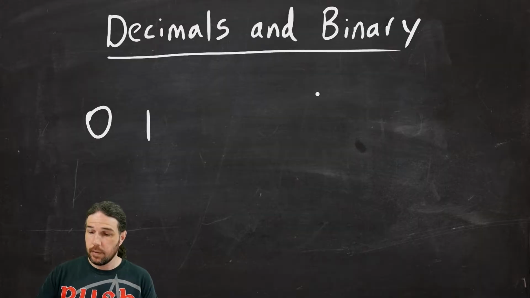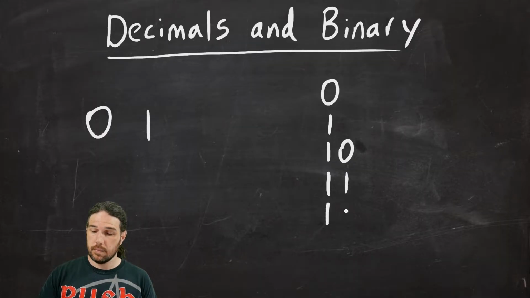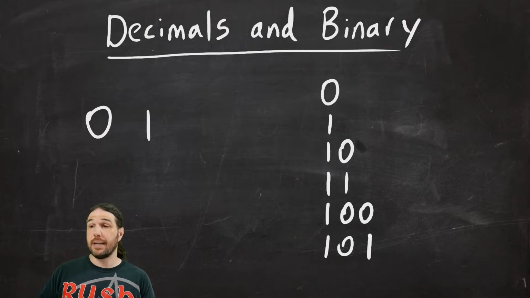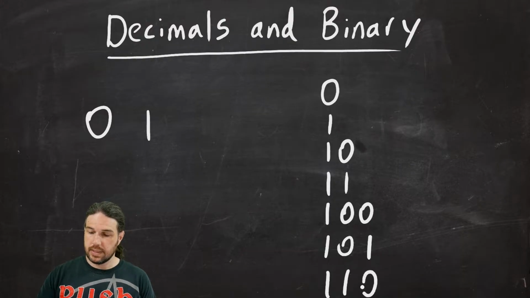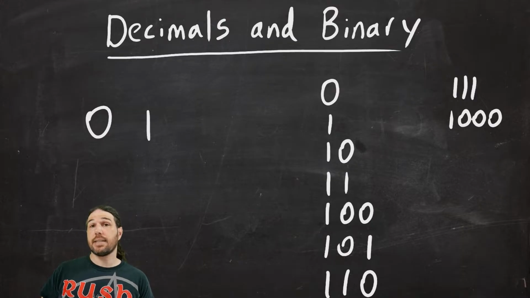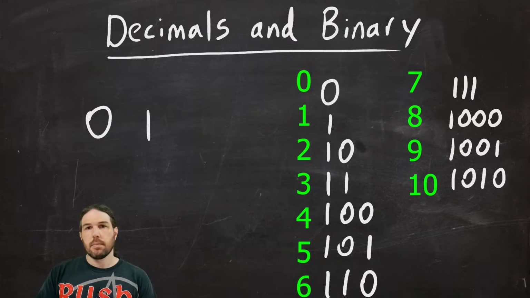So, in binary, we've got 0, 1, there's 2, there's 3, there's 4, there's 5, 6, 7, 8, 9, and 10.